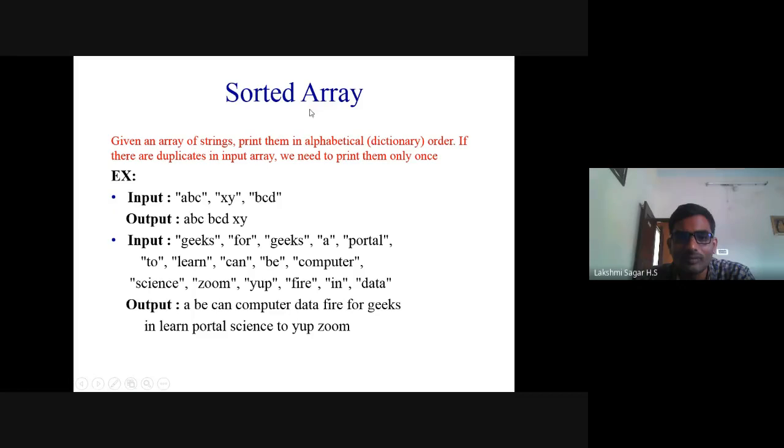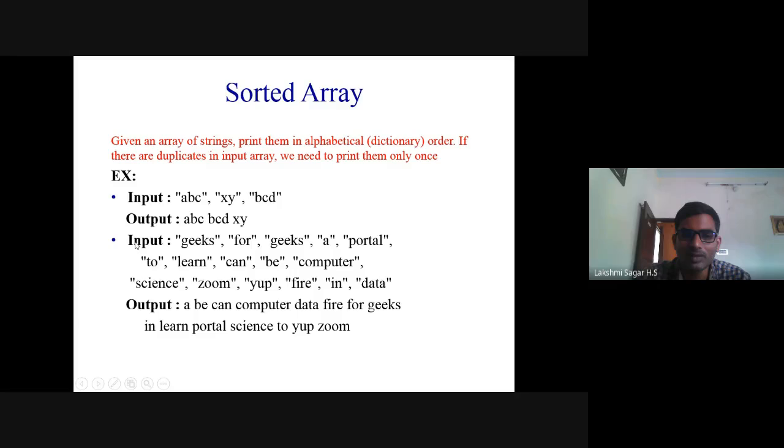Next, the example. Given an array of strings, print them in alphabetical order. If there are duplicates in the input array, we need to print them only once. Example input is ABC, XY, BCD. So we need to arrange this in alphabetical order. So ABC will come first, next BCD, next XY. So using sorted array, we can arrange this in alphabetical order.